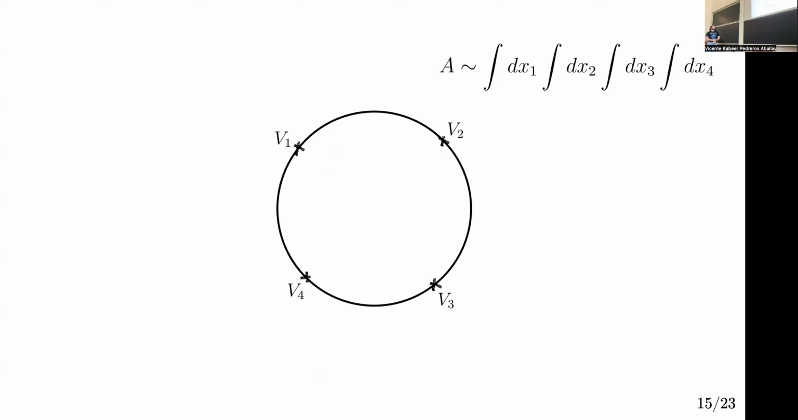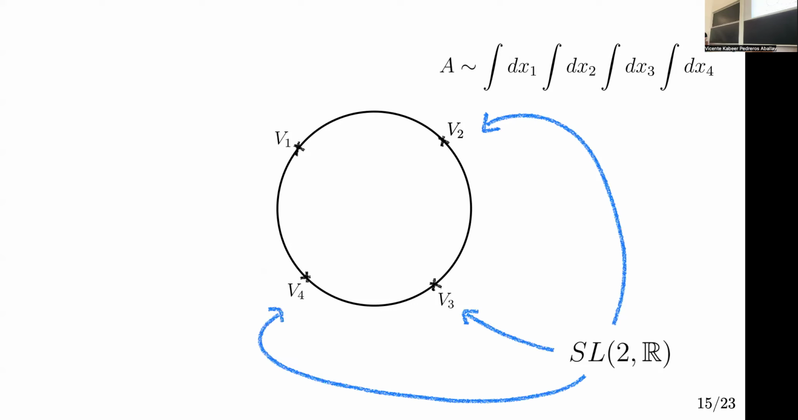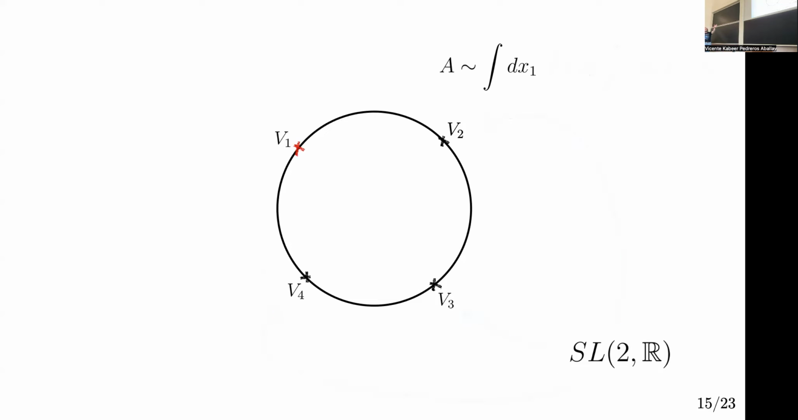Again, we can resort to using symmetries to reduce the difficulty of the problem. In this case, we have SL(2,R) symmetry. This symmetry allows us to fix 3 of the 4 insertion points. In other words, the only one free to move around is this P1 over here. At the level of the amplitude, instead of computing 4 integrals, we just have to compute 1. Of course, this is the story of 4-point amplitudes.